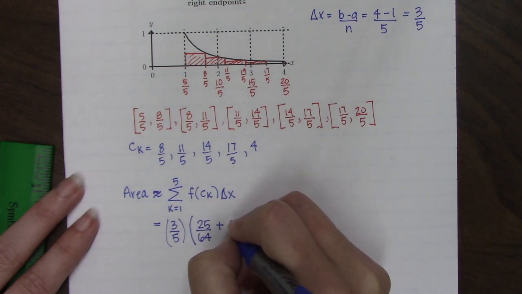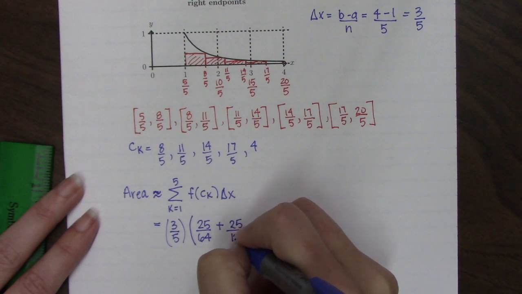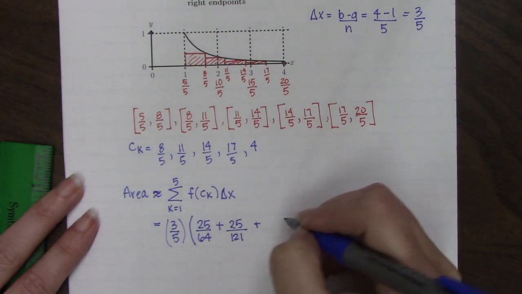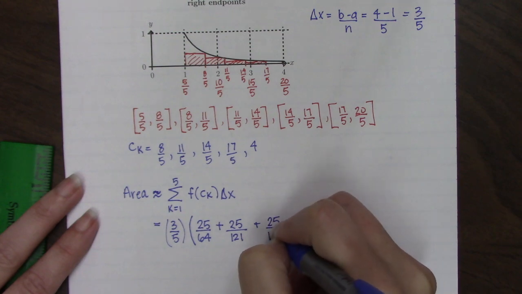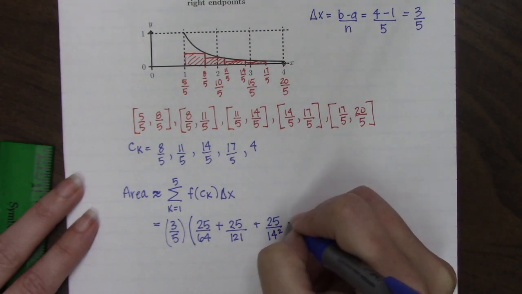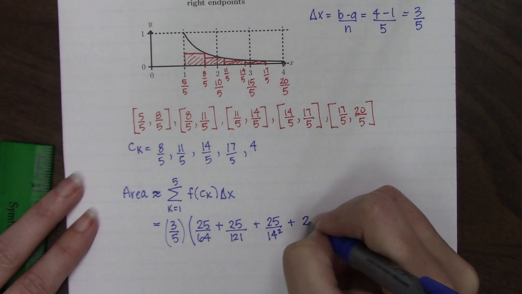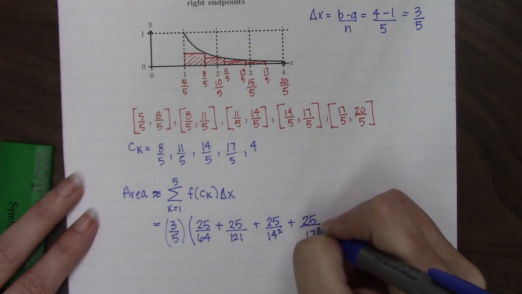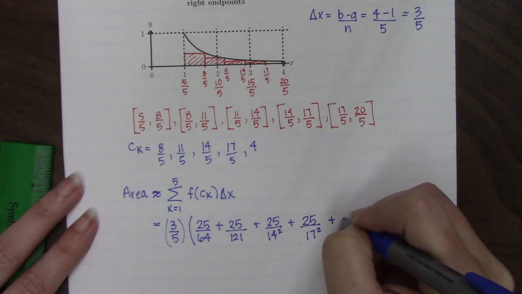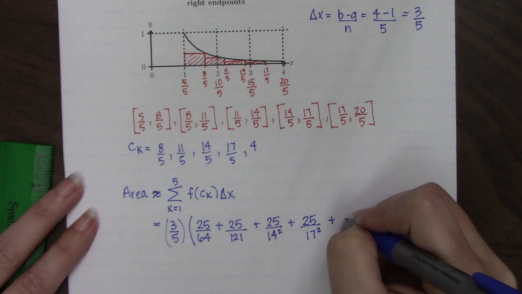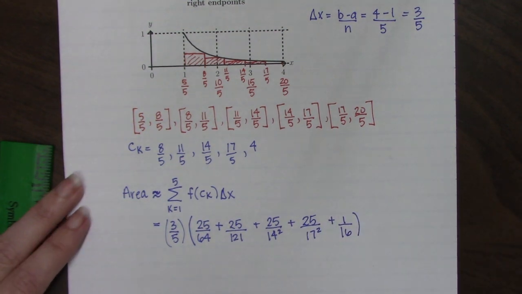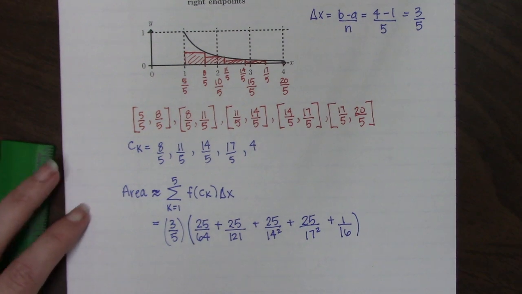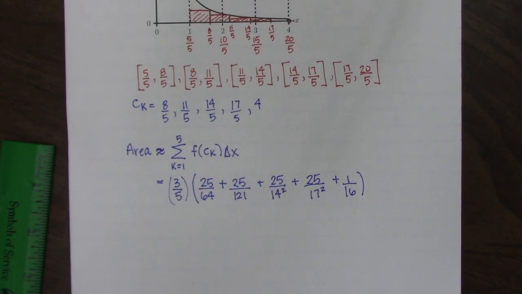That means 11/5 gives 25 over 121. 14/5 gives 25 over 14 squared, I would just write 14 squared because I don't have that memorized. 17/5 gives 25 over 17 squared, plus 4 squared is 16, so 1 over that is 1/16. And you can just leave it like this. I don't think there's any reason to go any further.